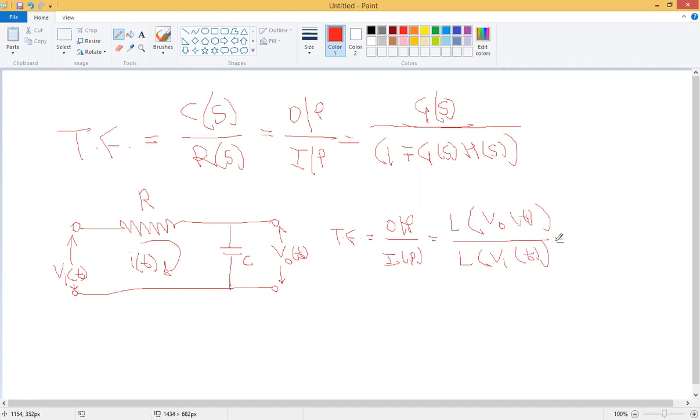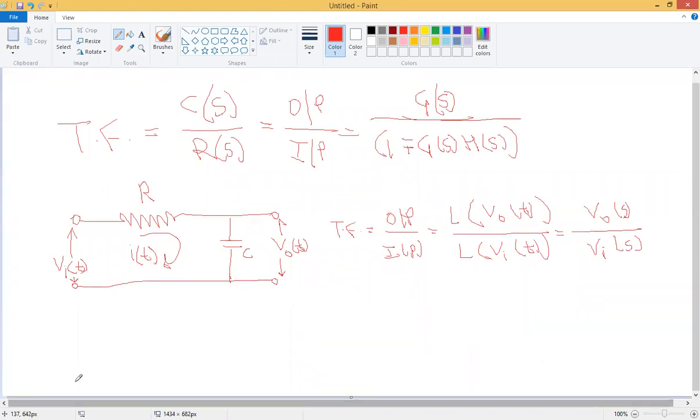So when we take Laplace of output, output becomes Vo of S. And when we take Laplace of input, it becomes Vi of S. So transfer function of this electrical network will be V of S upon Vi of S. I hope it is clear.